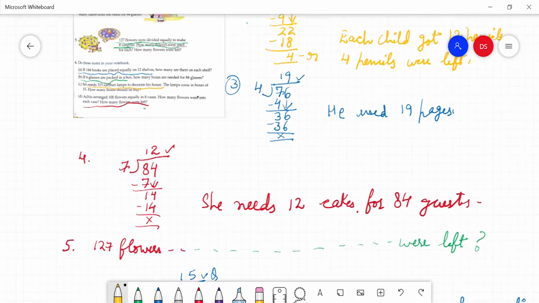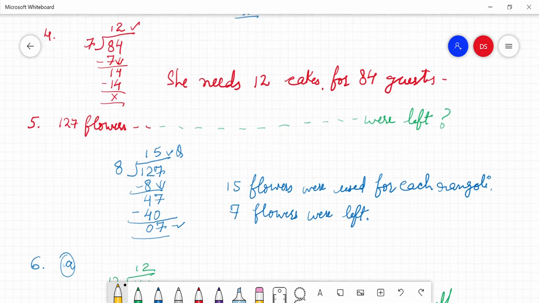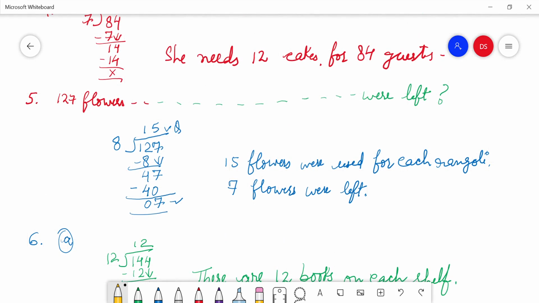All the story sums we have done in this video. So you note down all the sums in your maths copy and we will meet in the next video with the next exercise.